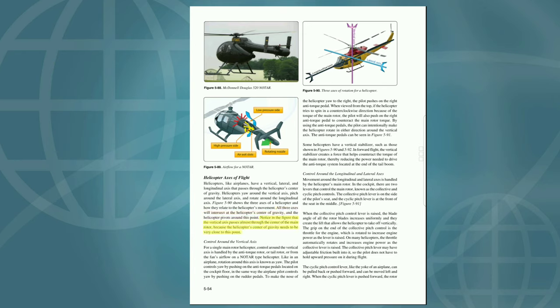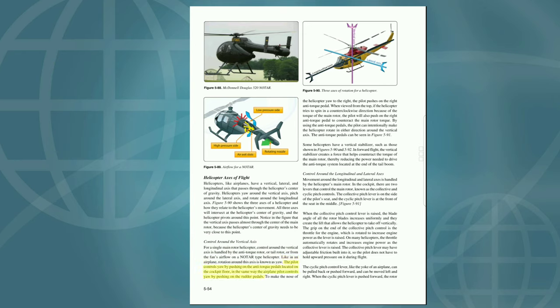Notice in the figure that the vertical axis passes almost through the center of the main rotor, because the helicopter's center of gravity needs to be very close to this point. Control around the vertical axis. For a single main rotor helicopter, control around the vertical axis is handled by the anti-torque rotor, or tail rotor, or from the fan's airflow on a NOTAR type helicopter. Like in an airplane, rotation around this axis is known as yaw.